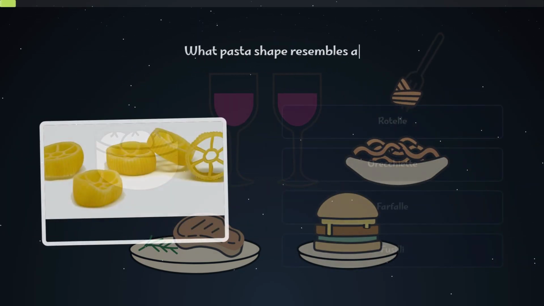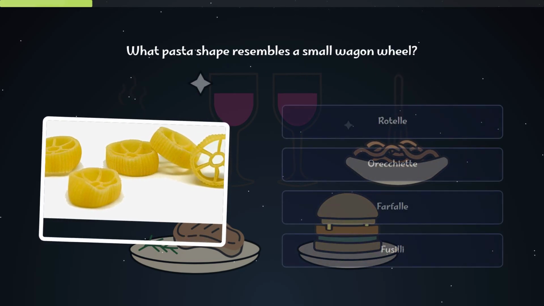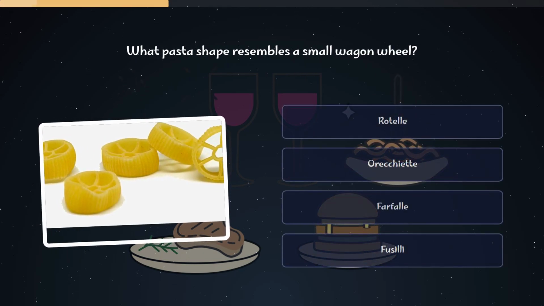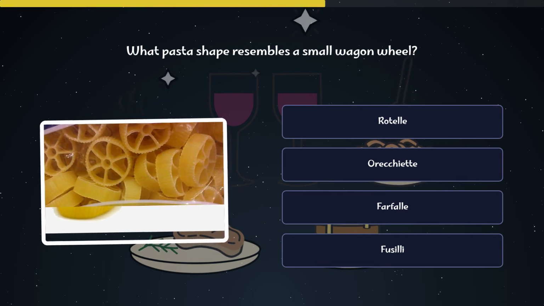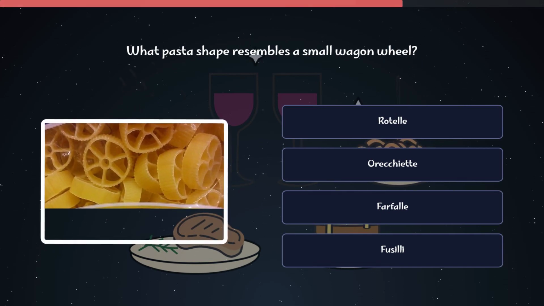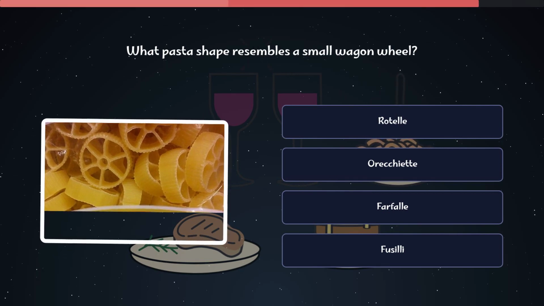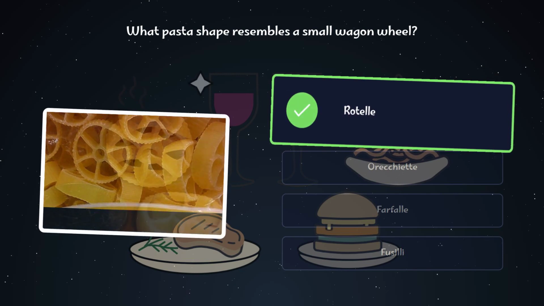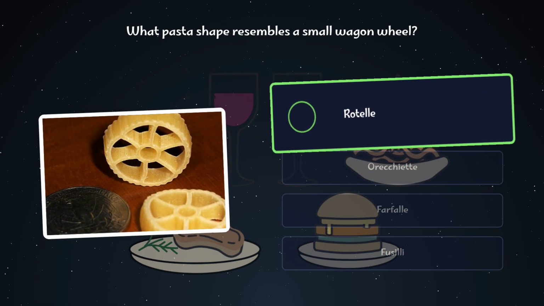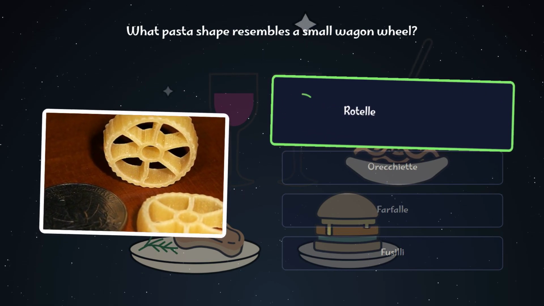What pasta shape resembles a small wagon wheel? Rotelle pasta, also known as wagon wheel pasta, resembles a small wagon wheel. It has a unique shape with ridges that can hold sauce well.